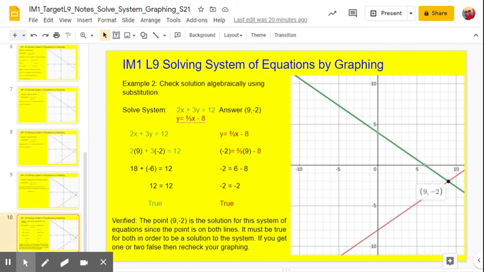So we're going to try it in the other equation. We substitute, again, 9 for the x, negative 2 for the y. So we get negative 2 equals 6 minus 8. Where did the 6 come from? 9 times 2/3. And then negative 2 equals negative 2. True, verified. This point is the solution to this system of equations.